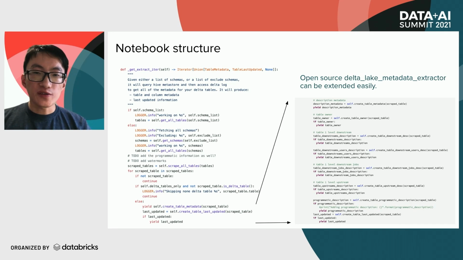Next, I will use lineage metadata plus Delta table extended metadata ingestion as an example to talk about our notebook structure. The open source Amundsen databuilder library already provides a ready-made Delta Lake metadata structure, and we can easily extend it to surface more information. As shown in the picture, for each scripted table, we can yield as much information as we want. For example, table owner, downstream and upstream tables, etc.